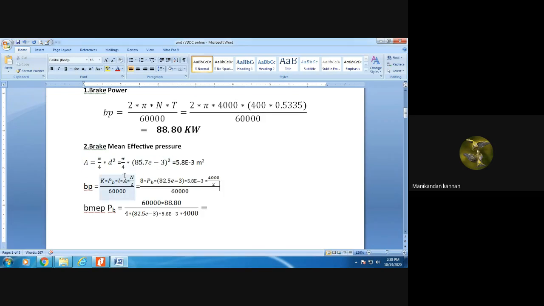Now we will discuss brake mean effective pressure. Already I told you, you have to find the area first. Then BP is equal to K BP PP L A N by 2. BP means brake mean effective pressure, whereas BP means brake power. So using the brake power 88.8 kilowatt, I am finding PB. Its unit may be Pascal, or since the value is large, you can change it into kilopascal.